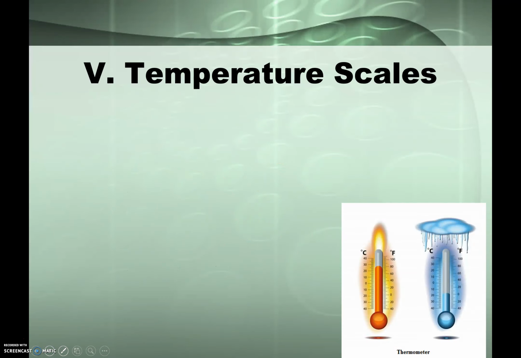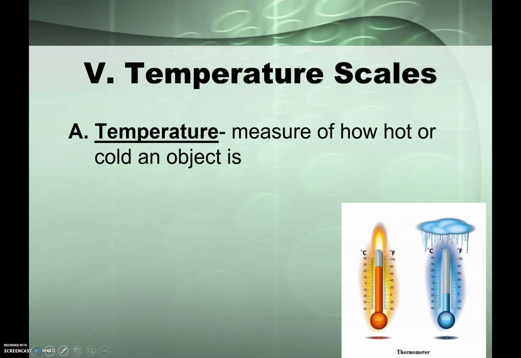Okay. So the first thing we're going to talk about are temperature scales. We are very accustomed to using Fahrenheit here in the United States, but every other country will typically use Celsius as its normal degrees, and then in science we actually use Kelvin. So don't forget, temperature is a measurement of how hot or cold an object is.